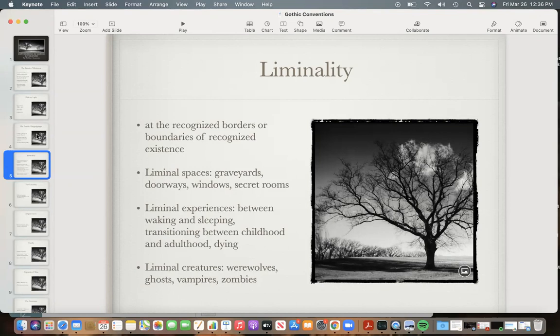More practically, doorways and windows are liminal spaces because are they part of the room? Are they part of the hall? Are they part of outside? What are they? What is a window? Never thought you'd be asking such esoteric questions today. Liminal experiences, you have that moment between sleeping and waking.